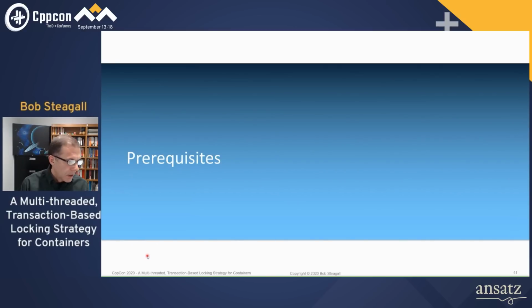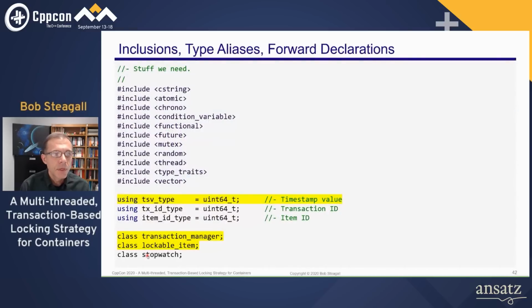So let's look at some prerequisites for the code. So here's a little bit of the header. And as we go through the code, you'll see that there's some areas that I've highlighted in yellow. And those are the things I'd like you to pay attention to. So of particular importance here in our forward declarations header are the timestamp value type, which is an unsigned 64 int, a forward declaration of the transaction manager, and a forward declaration of lockable item.